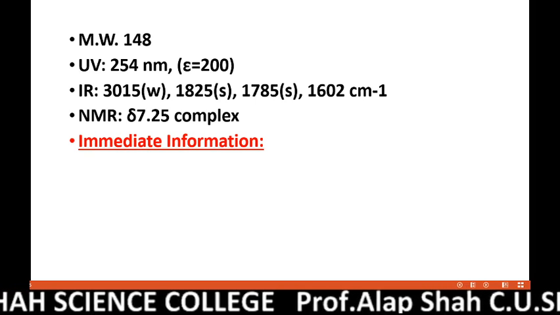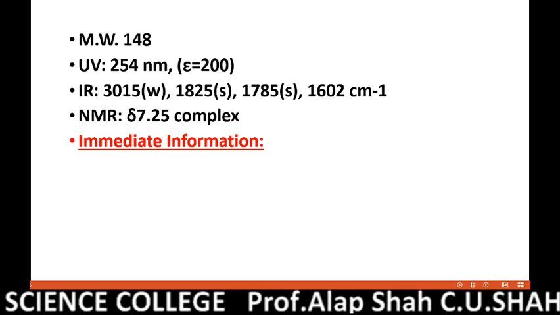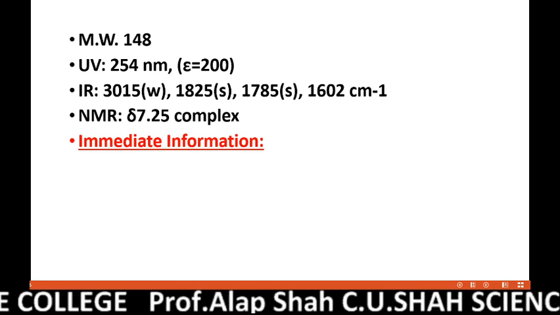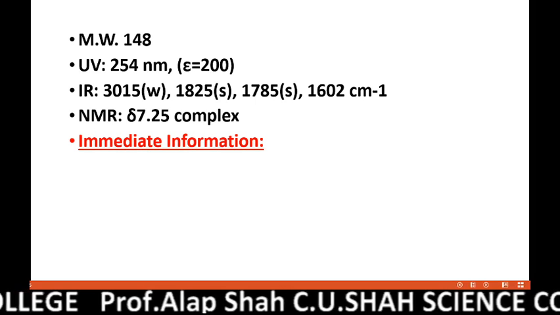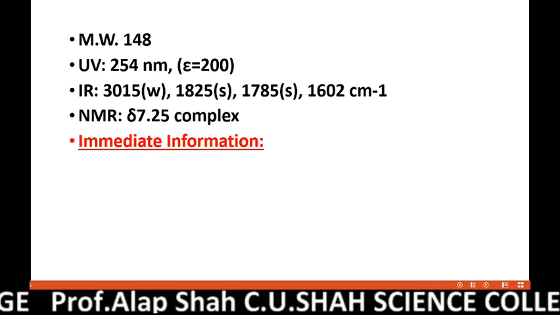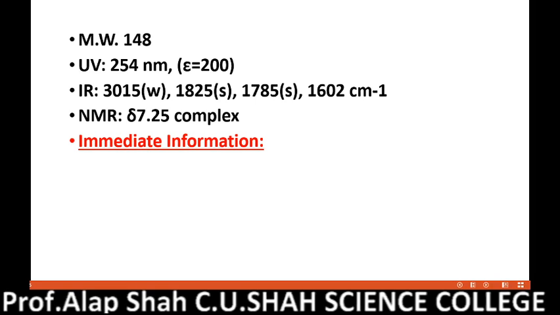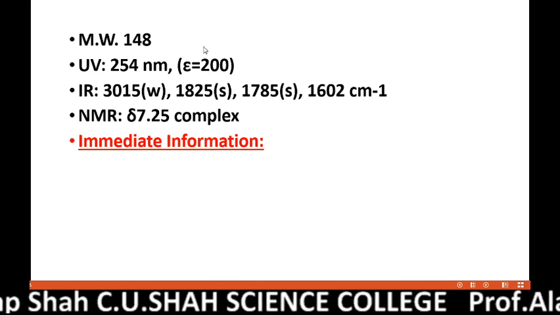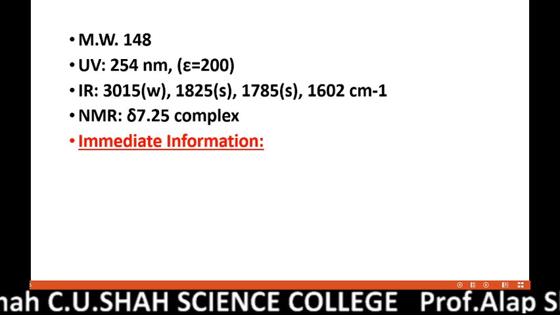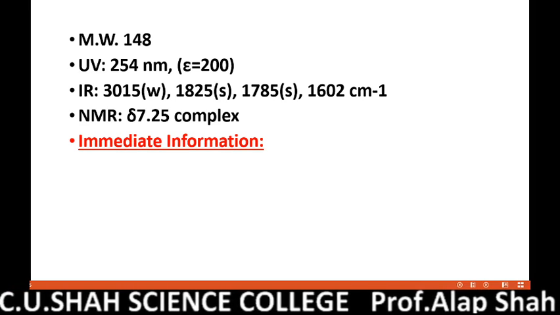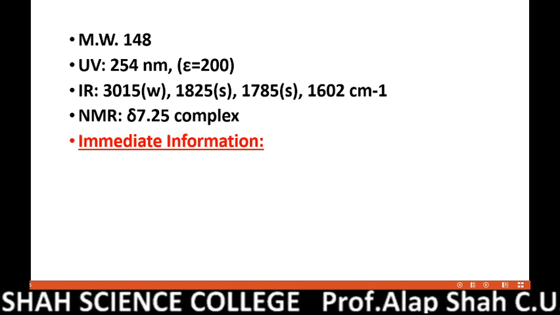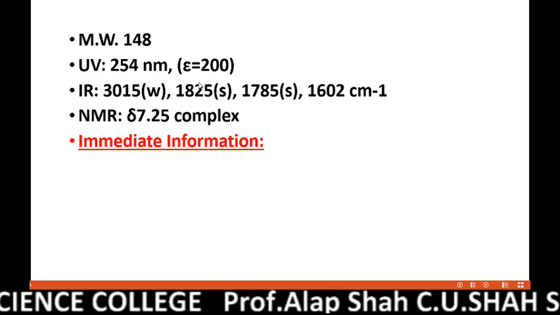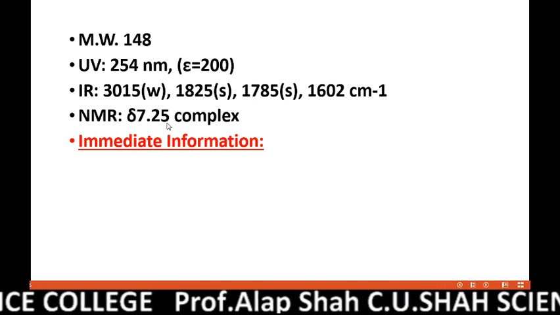Now friends, it is not important how many problems you solve, but how you solve them. Read the problem, and before you start solving, you must get the immediate information in your mind. That is very, very important. First is UV: the epsilon value is 200, which is in the range of 100 to 1000, so that indicates n to pi star transition. Most probably there is some functional group having a carbonyl part, C double bond O. But NMR is important: 7.25 delta.